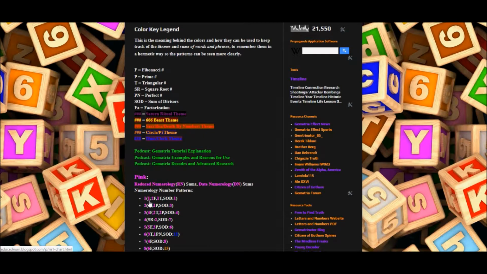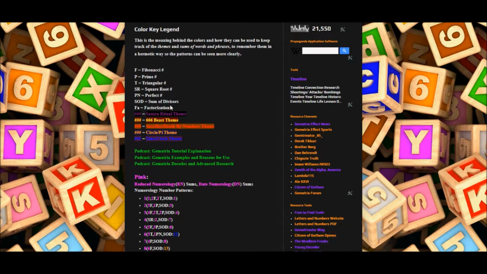As you see, this says 1, semicolon 2, F, 1, T, and then SOD 1, right? So as you look up here, F equals Fibonacci number. So we know that's the 2nd Fibonacci number and the 1st Fibonacci number. This is the way to see it symbolically without having to write it out over and over again. As you see, 1T is a triangular number, so the first triangular number. And then SOD equals 1, which means what?